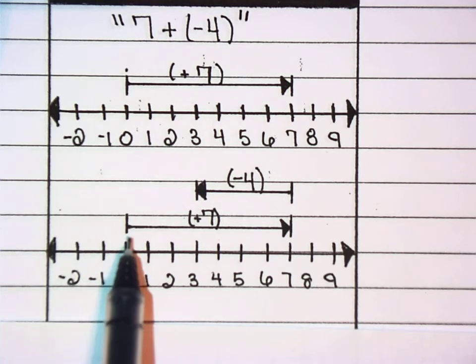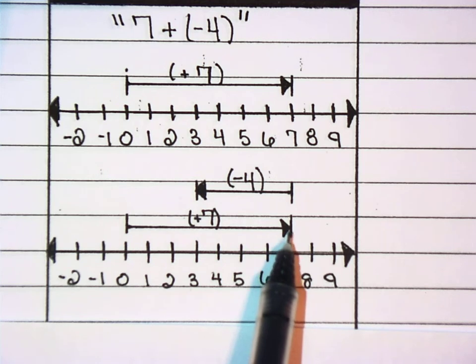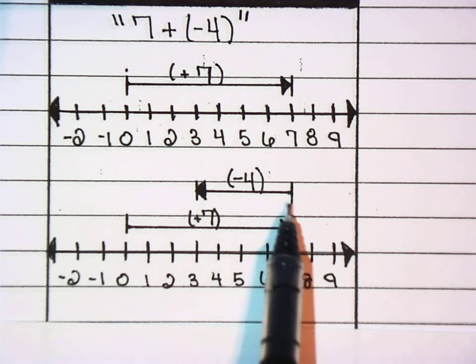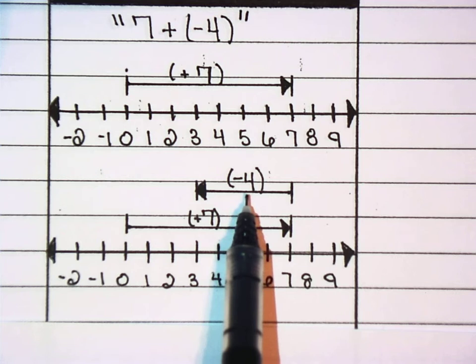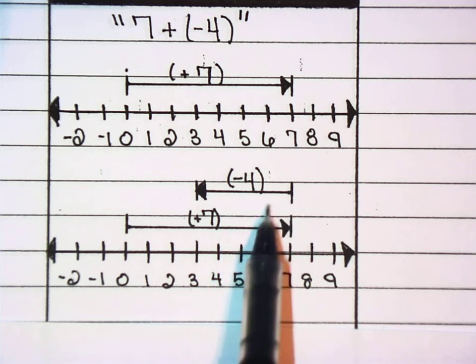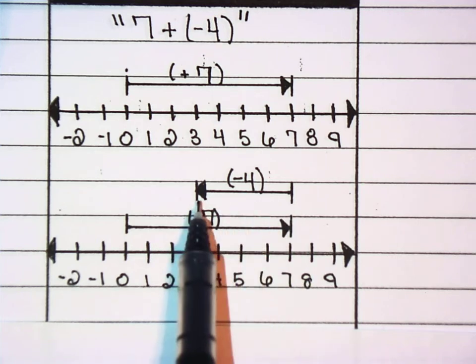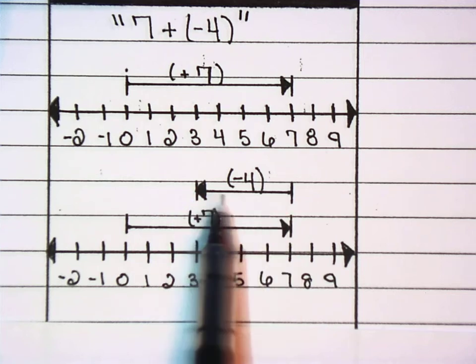I drew my first number, my positive 7, and then it ends right here at positive 7, which is where my line is, and my arrow meets it. I'm going to draw my second line above it at the exact same spot at 7. But now I'm going 4 steps in the negative direction, which means 4 steps, 1, 2, 3, 4 to the left. I draw a line to show that I stop, and the arrowhead shows the direction I came from.